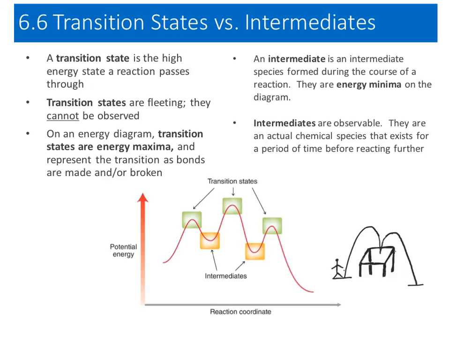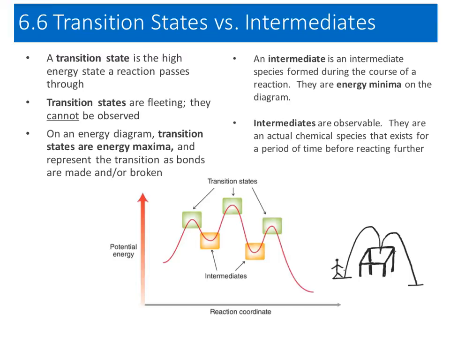Another important concept to talk about is the difference between transition states and intermediates. Reactions often involve multiple steps. For example, this energy diagram shows 3 steps for a single reaction. So this is step number 1, number 2, and number 3. Every time that we pass through a peak, we have 1 step. So these peaks, we call them transition states, and the minima or the valleys, we call them intermediates.